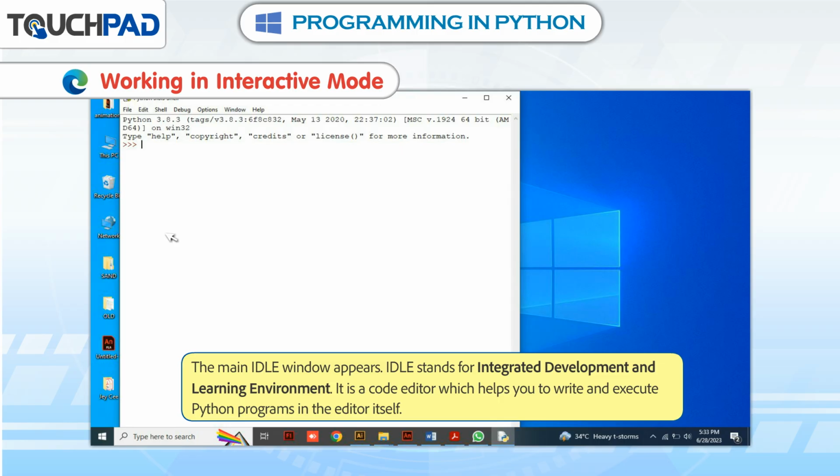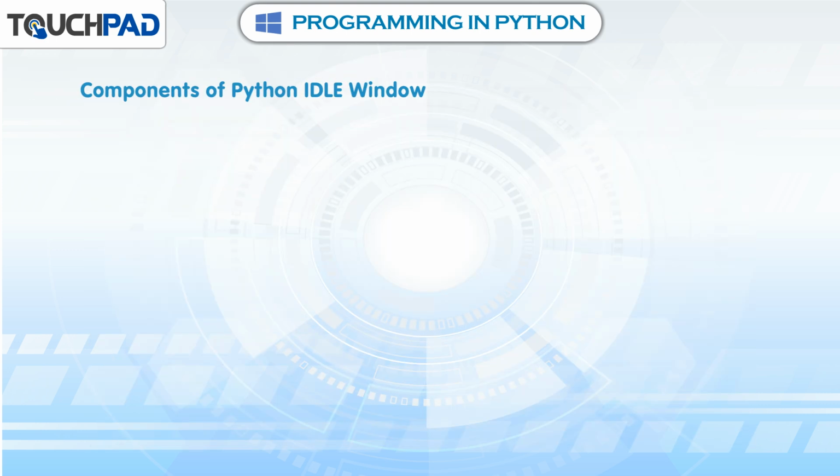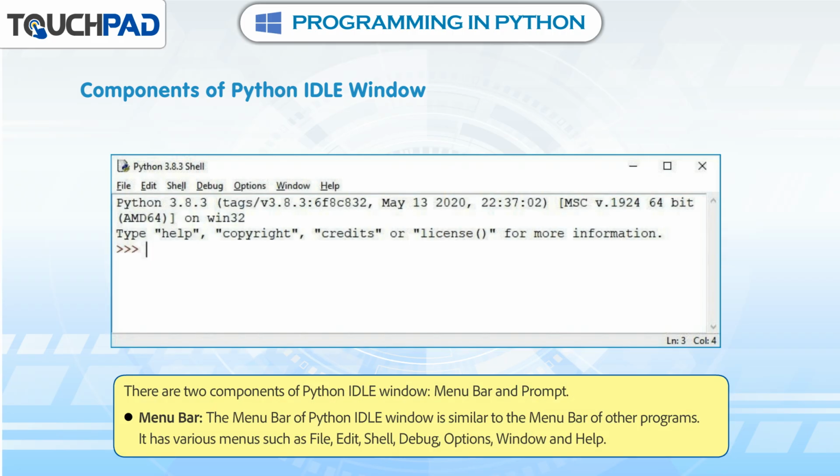IDLE stands for Integrated Development and Learning Environment. It is a code editor which helps you to write and execute Python programs in the editor itself. Components of Python IDLE window. There are two components of Python IDLE window, menu bar and prompt.